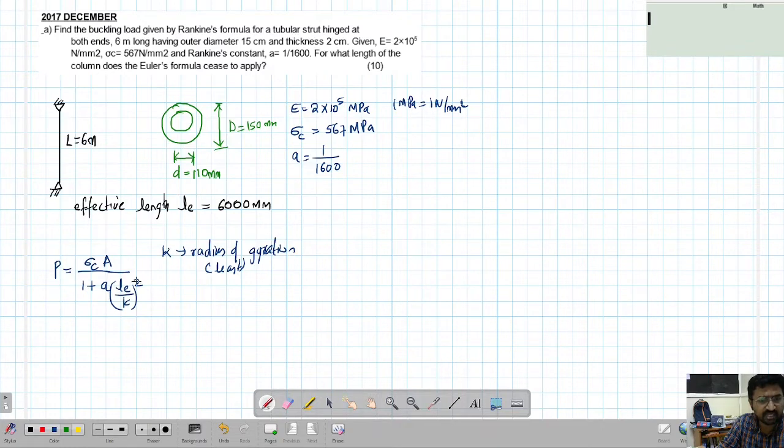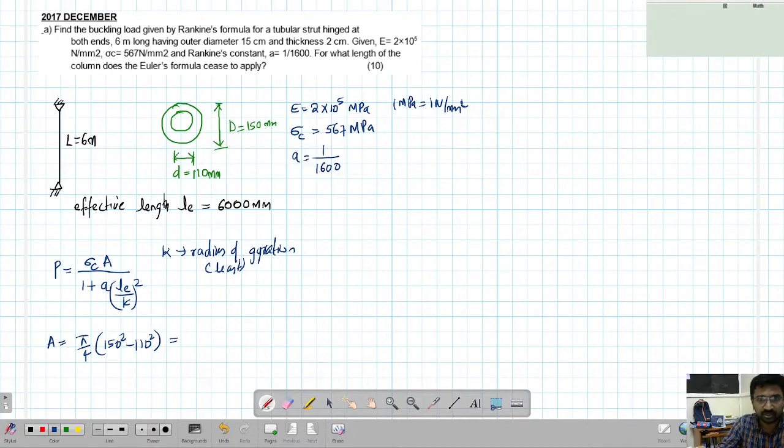So there is another way of writing this formula. So that is also something. Okay, we will find each value, substitute, and then solve it. That will be easier for us. So let's say, what is the area? Area of the column is nothing but pi by 4 into 150 square minus 110 square. So what is this value? We will just find out the value quickly.